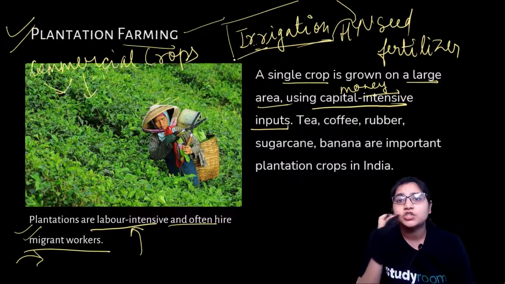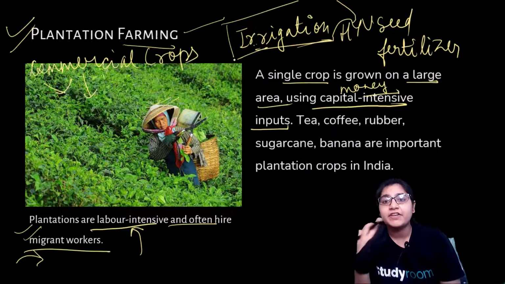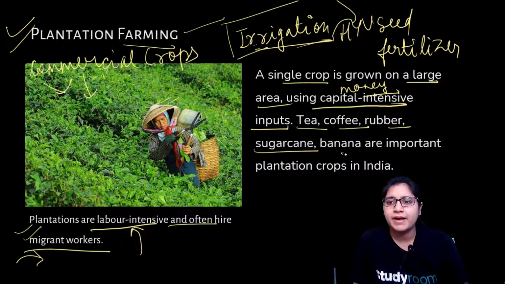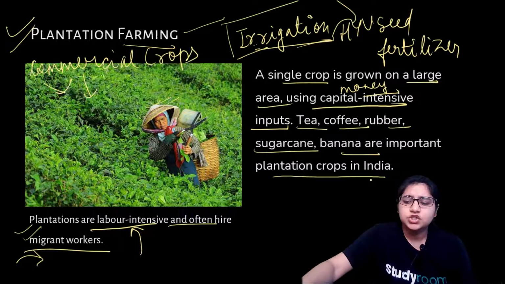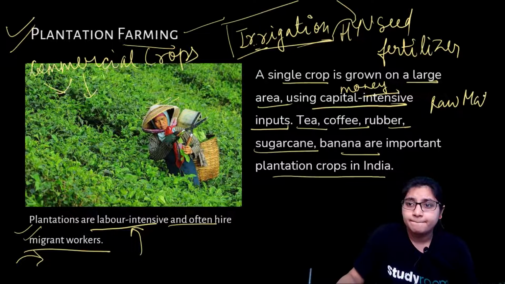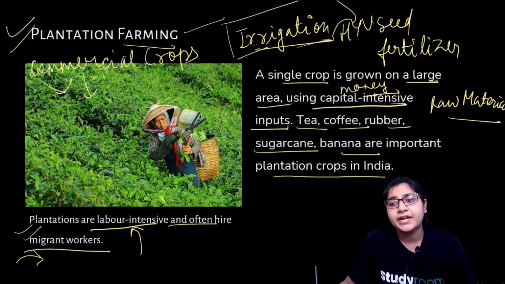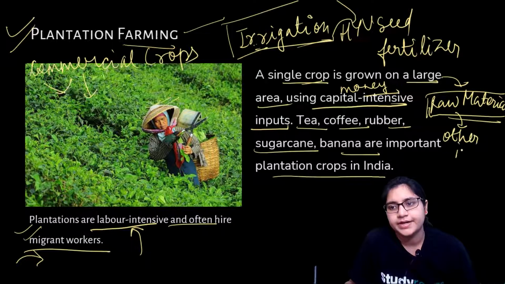That is why geography and geomorphology are very important for selecting the fields for plantation, right? Tea, coffee, rubber, sugarcane, and banana are important plantation crops in India. Plantation farming needs what? A high degree of raw materials and other industries. The crop grown here is sometimes used as raw material for other industries, right?